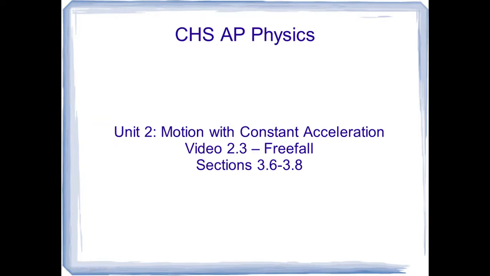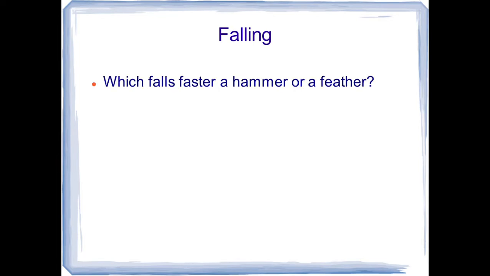As we look at constant acceleration, the next really applicable version of constant acceleration is the idea of free fall. So when something is falling, we can ask something simple. This is an old question: which would fall faster, a hammer or a feather?